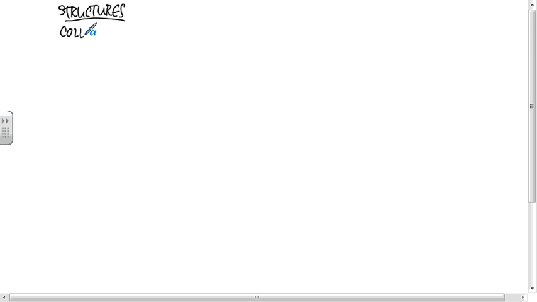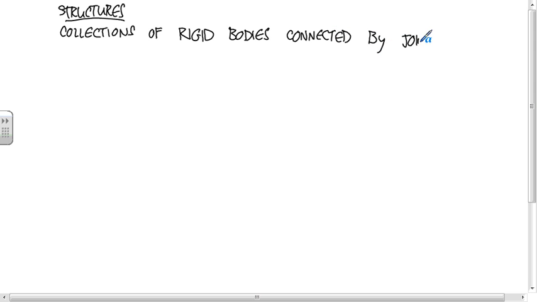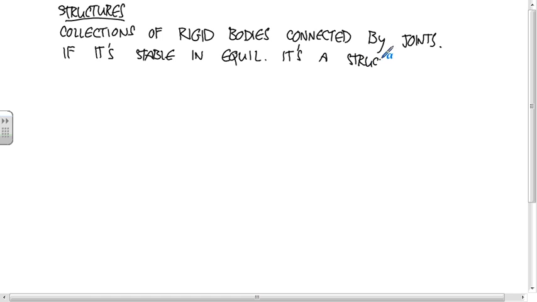So any structure is a collection of rigid bodies connected by joints. We deal with this kind of stuff in dynamics too. So if it's stable in equilibrium, so if it stays still, it's a structure. So that's what we're talking about now. If a collection of rigid bodies moves, it's called a linkage. And so we'll talk about linkages in the next class in dynamics.